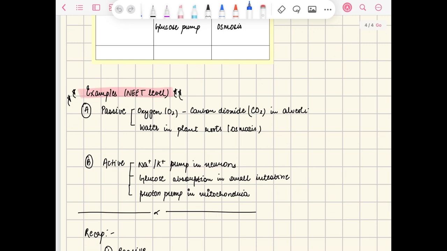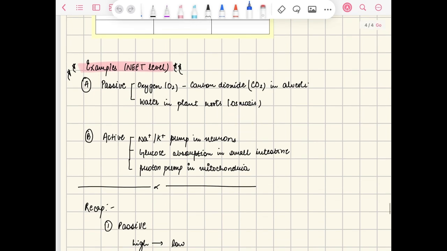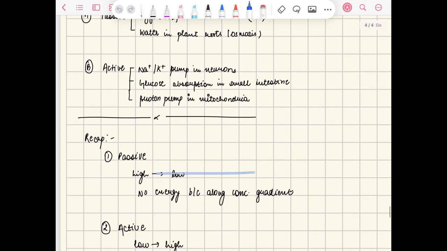This is very important. Passive transport: oxygen and carbon dioxide in alveoli, the air sacs of the lungs, and water in plant roots, which occurs by osmosis. Active transport: sodium-potassium pump in the neurons, glucose absorption in the small intestine, or the proton pump in mitochondria.